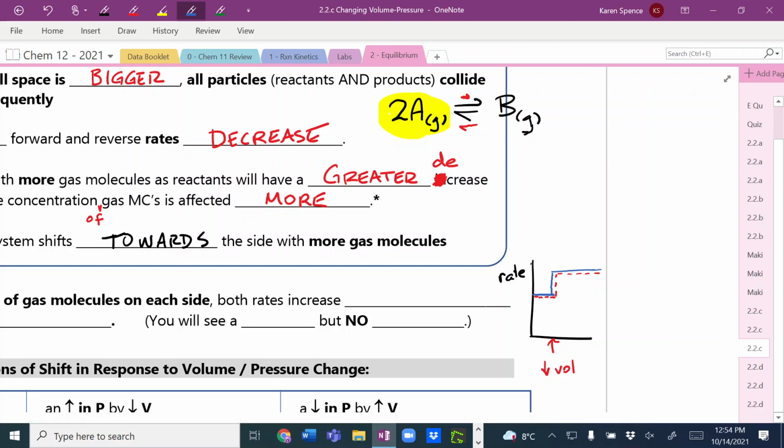Okay. Similarly, with concentration diagrams, you'll see a spike in the concentrations, but then they'll all just be flat because there's no shifting. Okay? And those will be in the practice problems, which are for homework tonight.